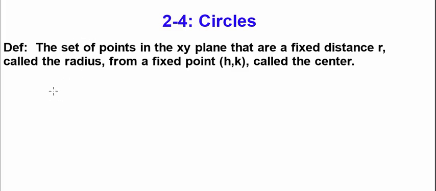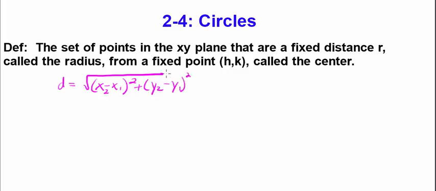Now, this definition references the distance, a distance r. So what I would like to do is reference the distance formula, which we just discussed recently in class. The distance formula was d is equal to the distance between 2 points, the square root of the quantity x2 minus x1 squared plus y2 minus y1 quantity squared.